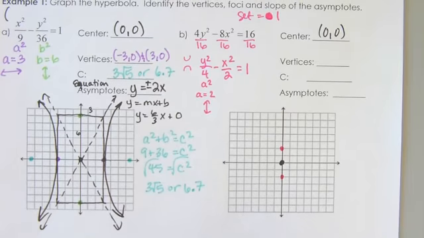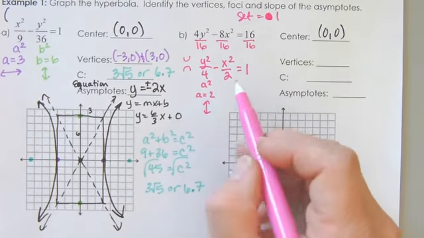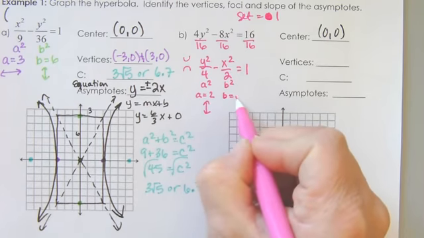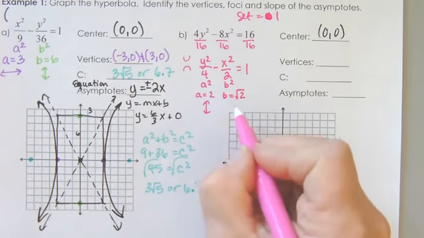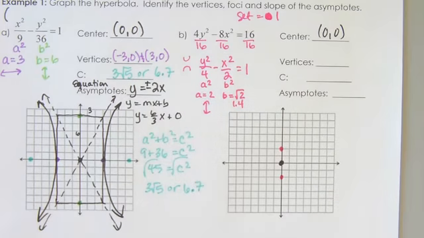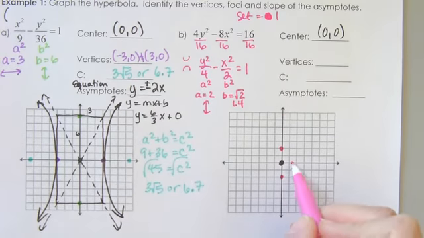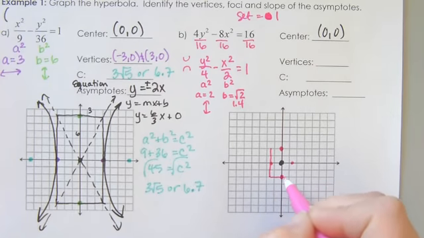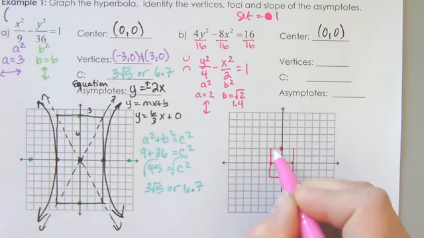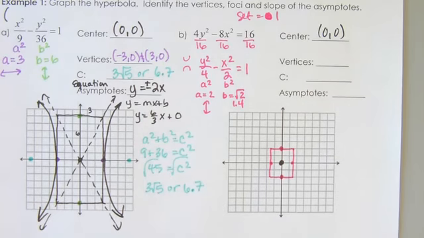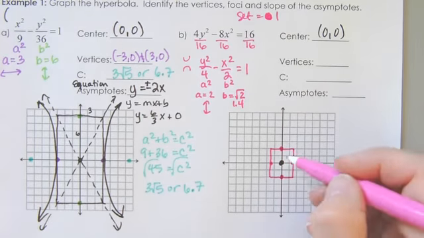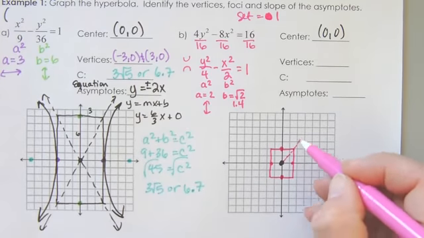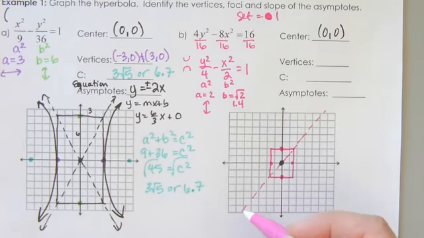Now I need to get my box here. So b squared is 2. So b is actually radical 2, or about 1.4. So I'm going to go over left and right, about 1.4. I'm going to make this box, this rectangle. From there I'm going to make asymptotes. And the asymptotes are what's going to actually help me find how wide or narrow these curves are.